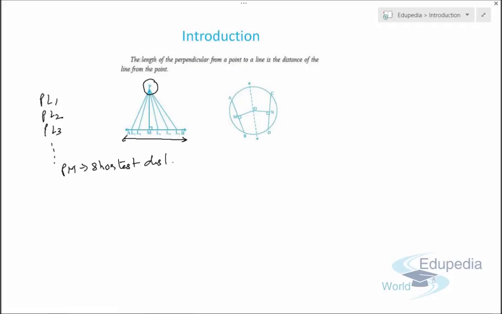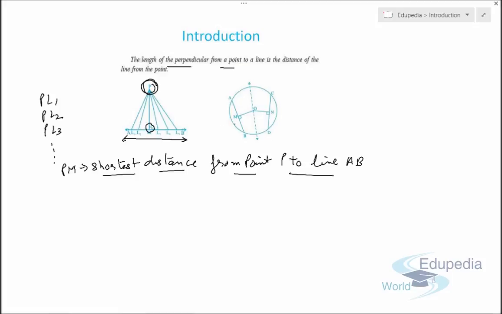Now if we consider PM, which is the shortest distance from point P to line AB, this is the distance we have to take when we measure the distance from a point to a line. The length of a perpendicular from a point P to a line is the distance of the line from the point. So we always have to take the perpendicular distance, which is the shortest distance between the point P and the line AB.